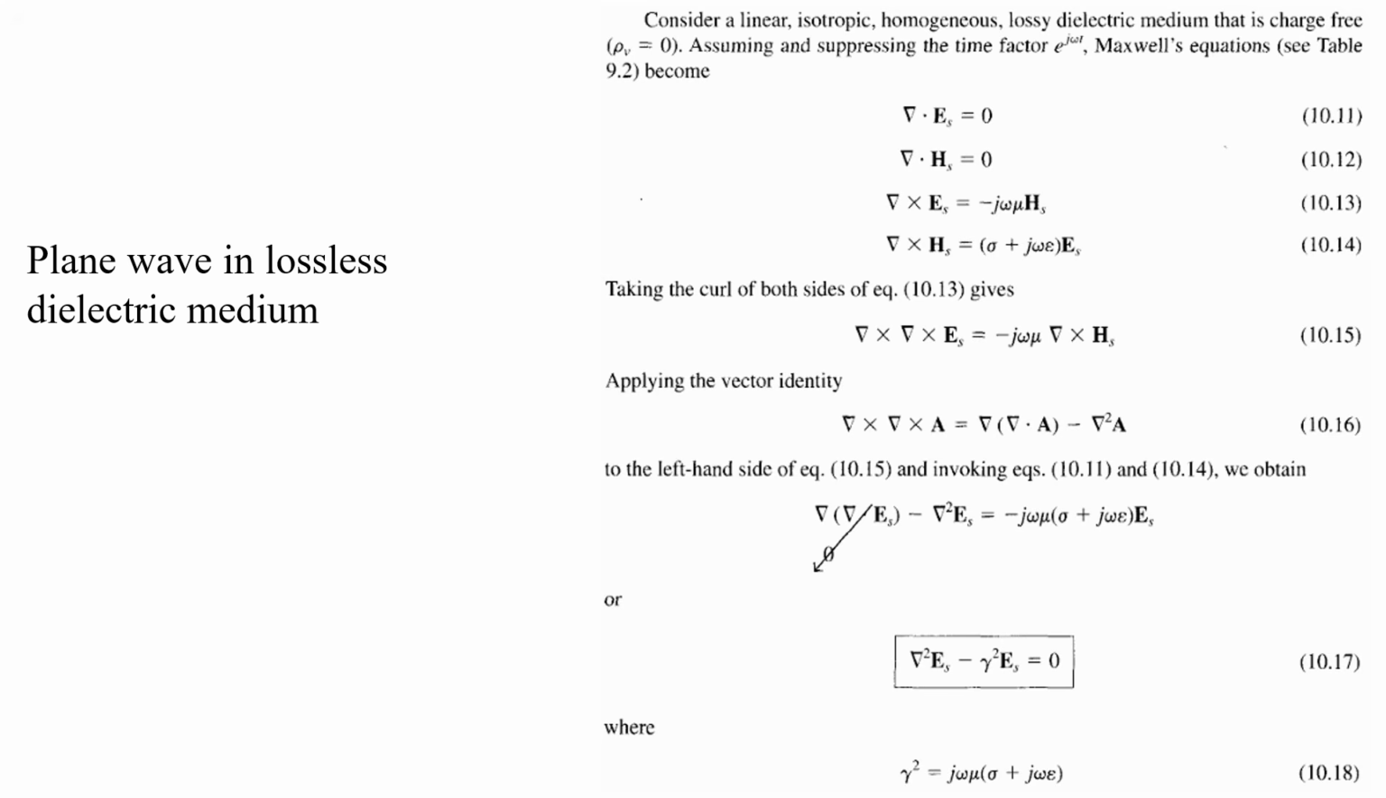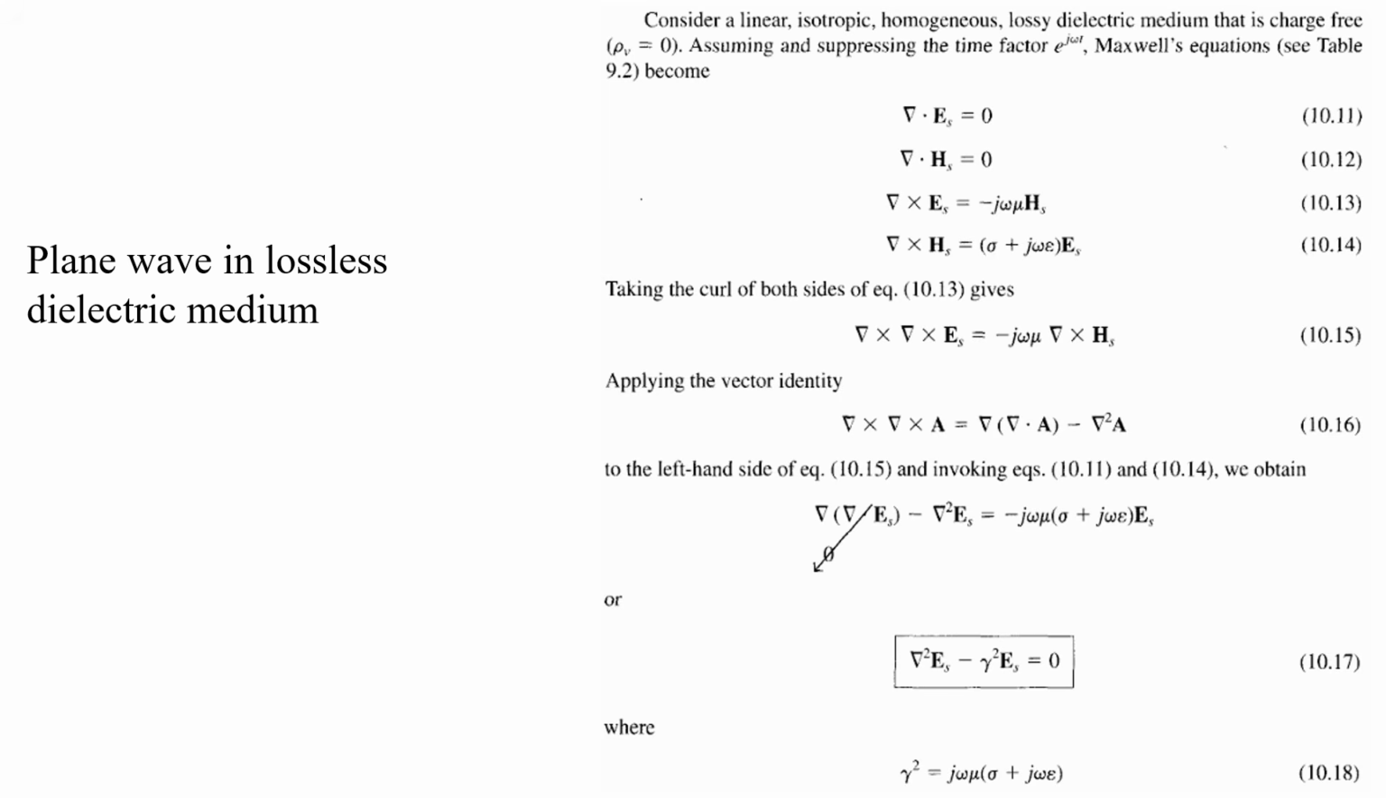Now consider the third and fourth equations, right? If you are considering the third equation, just take the curl of the equation on both sides, left and right, and then use equation 4 to replace the values. Ultimately you will get del square E minus gamma square E is equal to 0. So this is the very general equation of the electromagnetic wave.